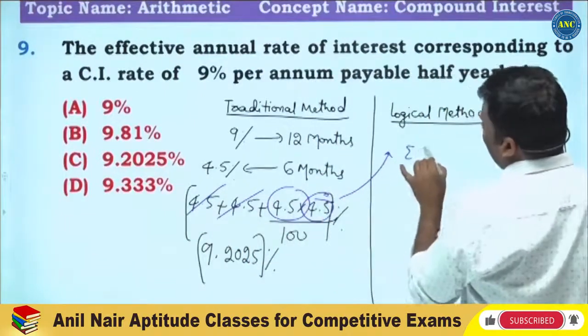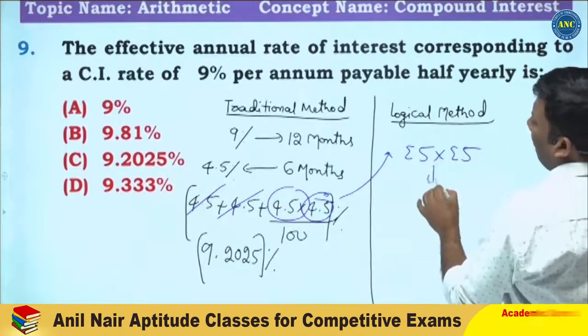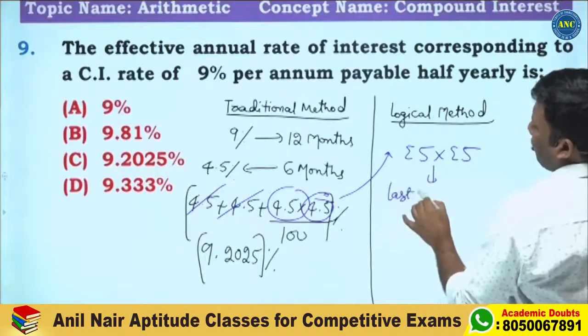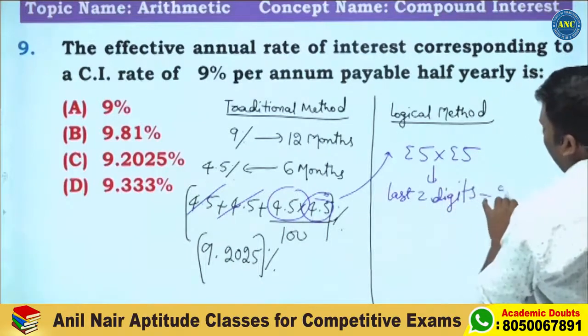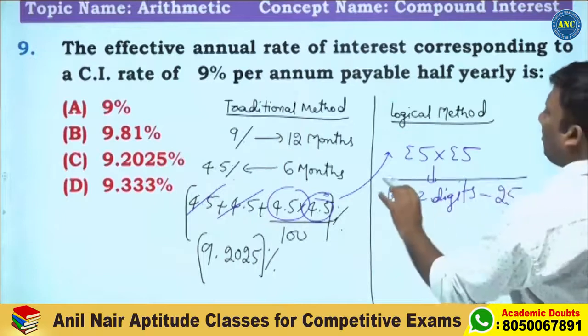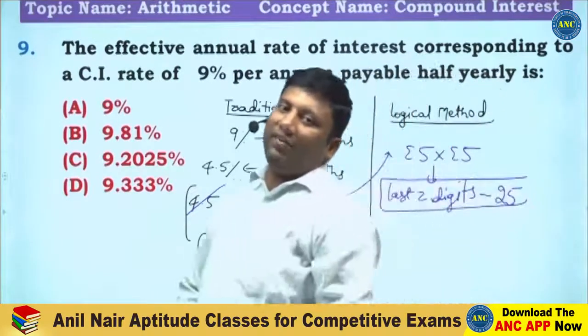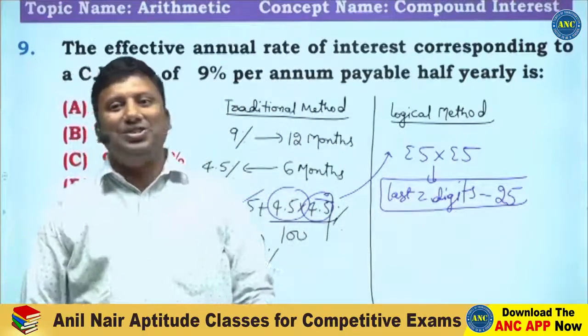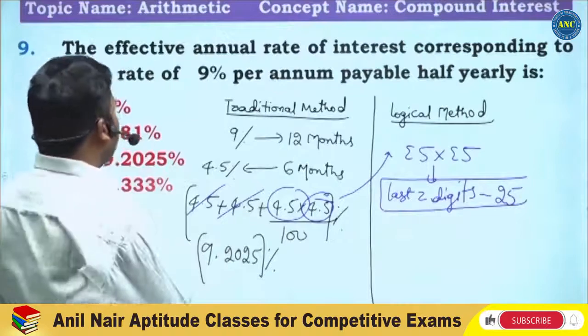For 45, 4 is an even number. Again it is an even number. Even 5 into even 5, last 2 digits is 25. Already we discussed in our number system logic: when you multiply any 2 even or odd numbers ending with 5, the last 2 digits are always 25. You don't need to waste your time.